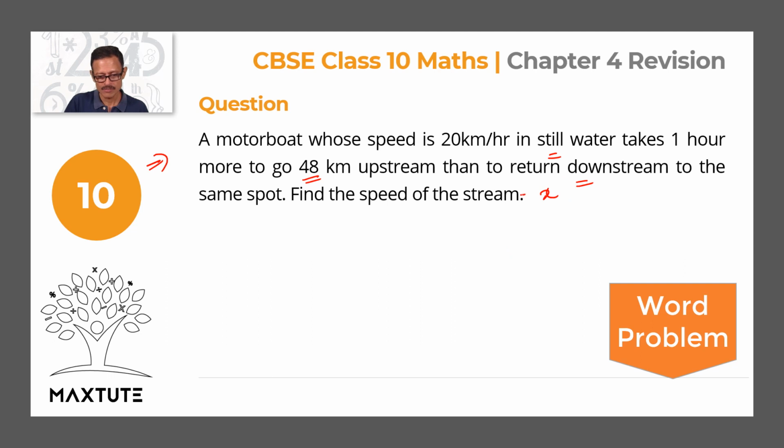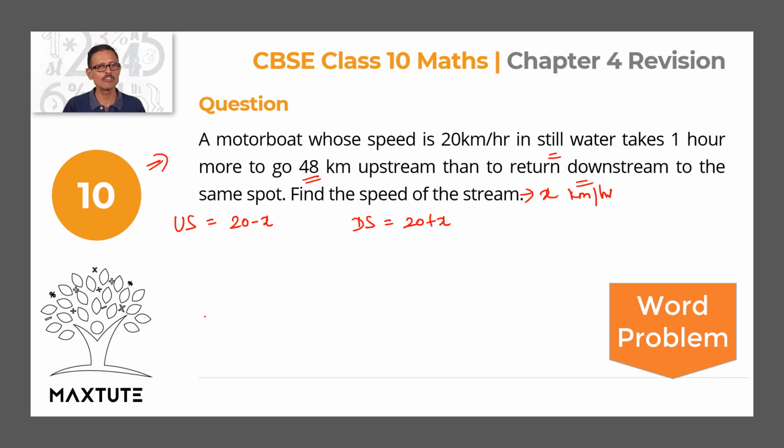I'm going to assign a variable, which is the speed of the stream, x kilometers per hour. Now let's look at it. The boat is going upstream. When it is traveling upstream, the speed is going to be still water speed minus the speed of the stream. So upstream speed is equal to 20 minus x. Downstream speed is equal to 20 plus x.